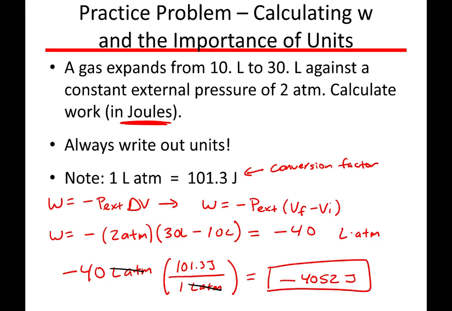It's also helpful to consider whether or not your answer is reasonable. To do that, you can recognize that in this problem, we're told that an expansion is occurring. And so that means that work has to be negative. The system is doing work on the surroundings. We get a negative answer, and so we know that our answer is at least reasonable here.